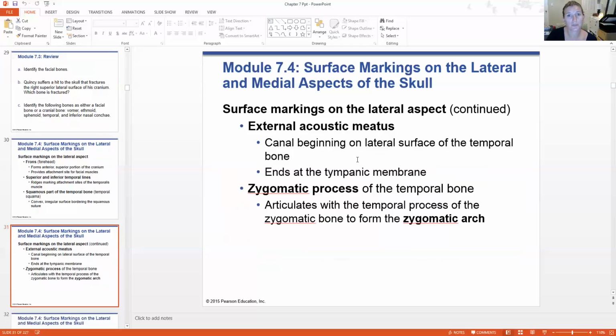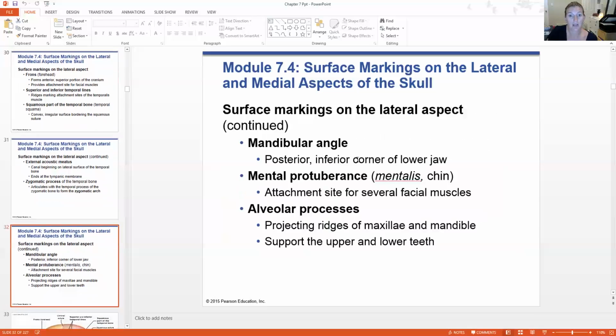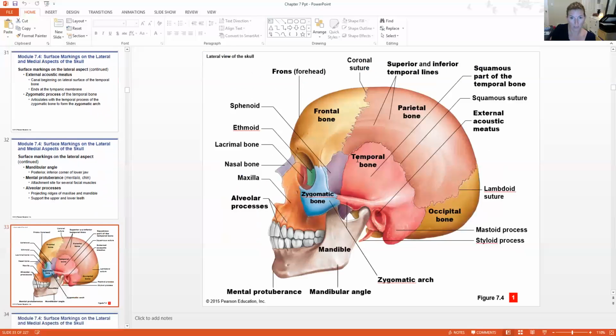The external acoustic meatus, or external auditory canal, as it's sometimes called, it's just the canal on the lateral surface and it ends on the inside of the brain. You can see it as the internal acoustic meatus when you look inside the skull. There's also the zygomatic process, which fuses with the temporal bone to create the zygomatic arch. And the mandibular angle, mental protuberance, and alveolar processes are all markings on our mandible. And all those features are for you.